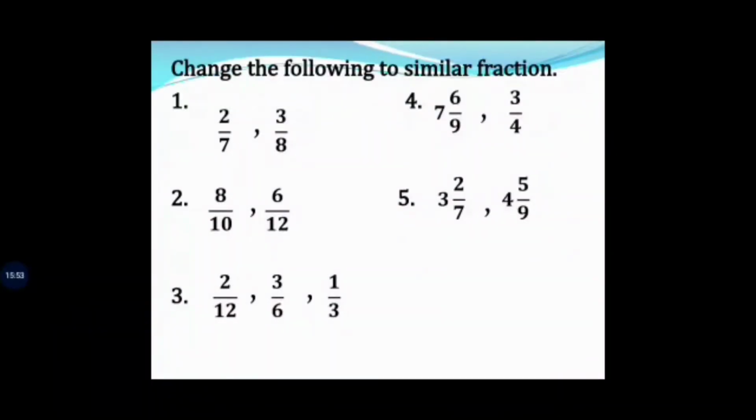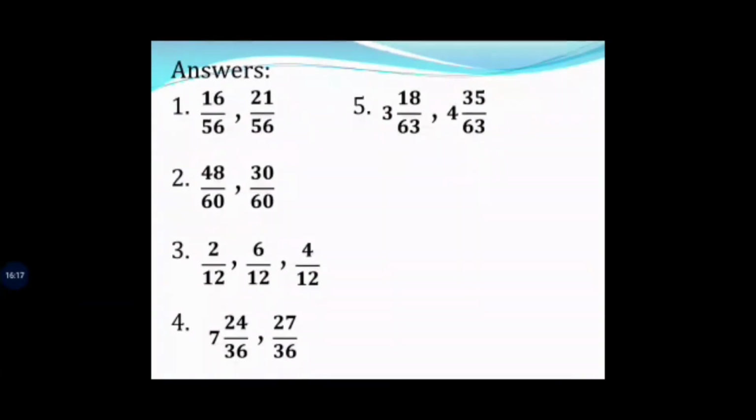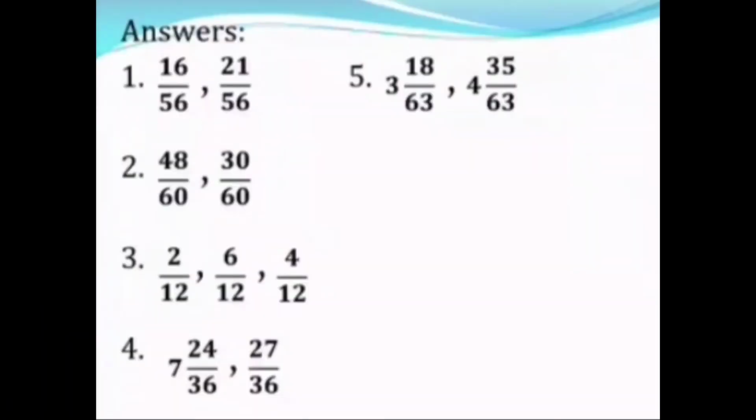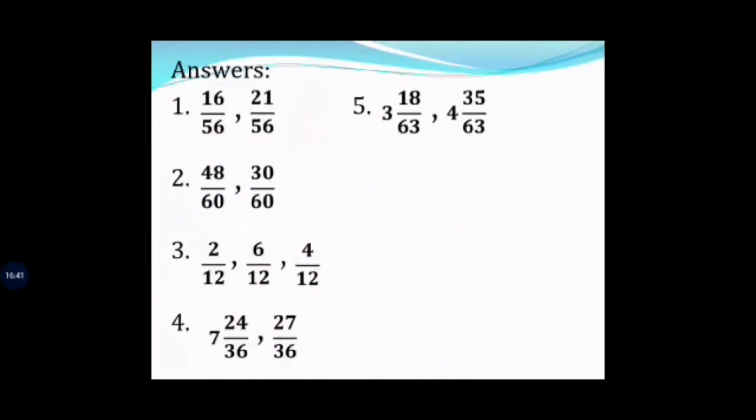Okay? Time is up. Number 1, 16 over 56 and 21 over 56. Number 2, we have 48 over 60 and 30 over 60. Number 3, we have 2 over 12 and 6 over 12 and 4 over 12. Number 4, we have 7 and 24 over 36 and 27 over 36. And number 5, 3 and 18 over 63 and 4 and 35 over 63.